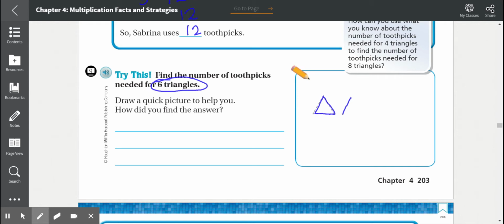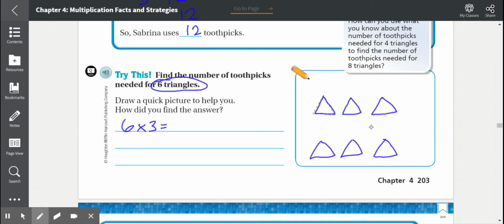1, 2, 3, 4, 5, 6. So we have 6 triangles times, remember there's 3 toothpicks each. 1, 2, 3, 1, 2, 3, 1, 2, 3. So that's 6 times 3.